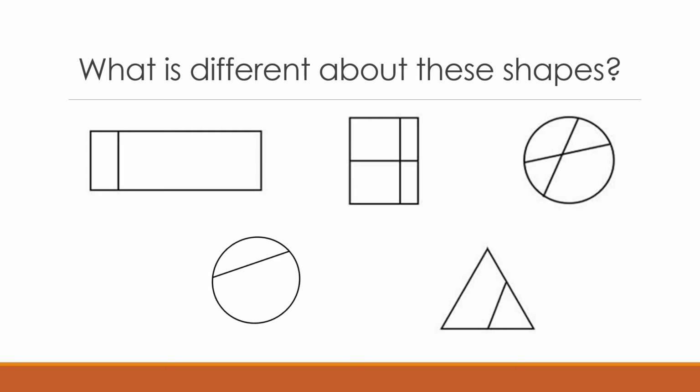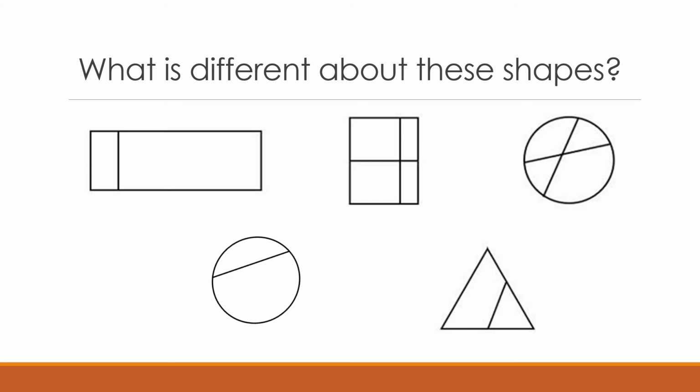Hopefully, you notice that these shapes are partitioned differently. These shapes have been broken apart, but the parts are not equal. The parts in each shape are not the same size. If these shapes were representing cookies that you are sharing, do you think they would be shared fairly or equally?